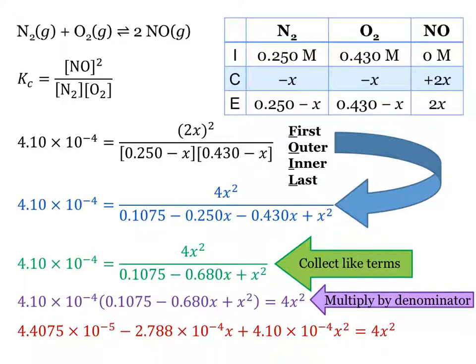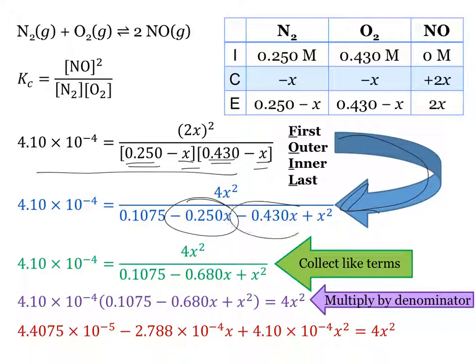Now that we have everything we need, it's time to start plugging in numbers so we can chug out an answer. I've added the equilibrium concentration of each species to the black equation. To get to the next step, listed here in blue, we need to FOIL out the terms in the denominator, or multiply the first terms, the outer terms, the inner terms, and then the last terms. Then we collect like terms, those terms that are raised to the same power of x. This gives us the green equation.